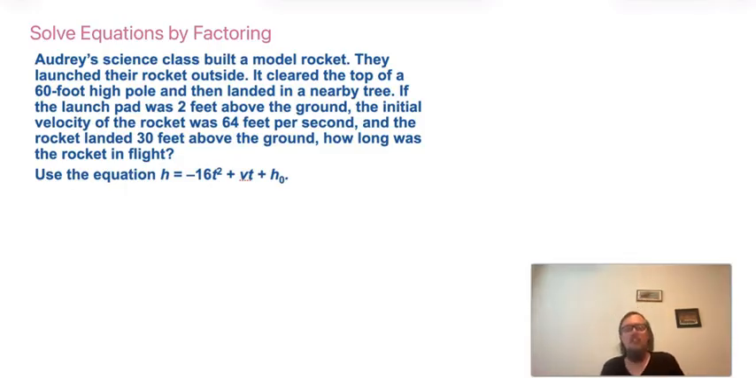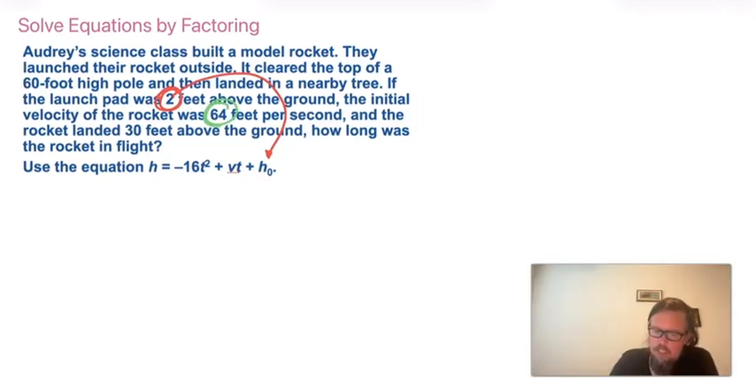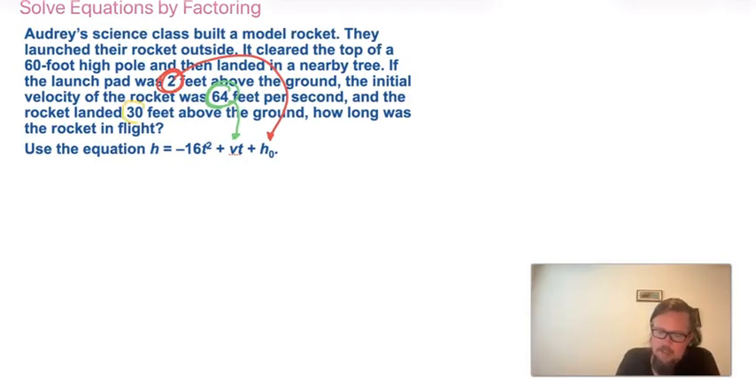And then we're given an equation to use. So the first thing we need to know is how to plug each one of these values into the equation. So the launch pad being 2 feet above the ground, that part goes right here. That h is the height above the ground when it was launched. And then the speed at launch, the 64 feet per second, that's the v for velocity that goes right there. And then the height at which it lands, 30 feet above the ground, so lands in a tree, that's going to go right there for h.